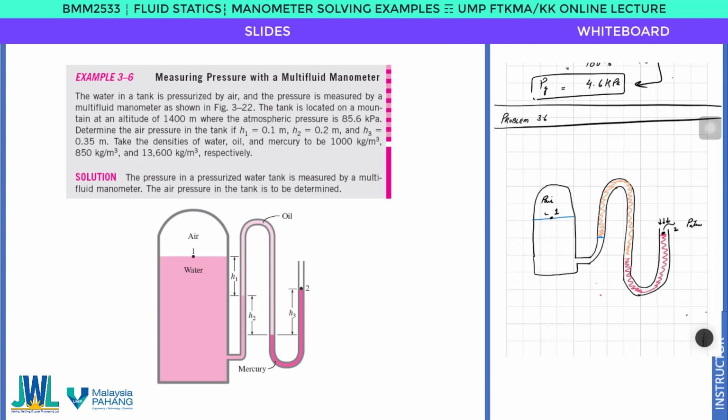We've got three types of fluid. Number one is water, so this is the density of water. This is oil, so this is the density of oil. And this is the density of mercury. The densities of all of them are given as: water is 1000, oil is 850, and mercury is 13600.